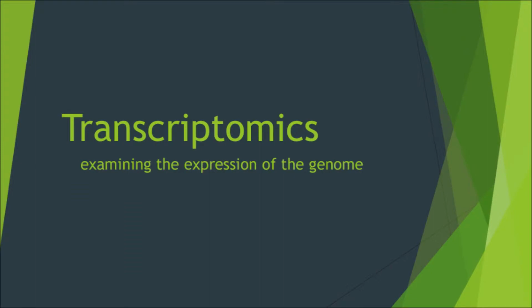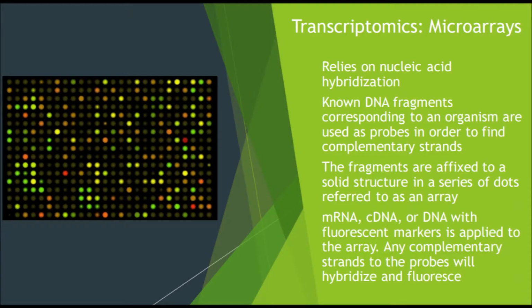Transcriptomics is the examination of the expression of the genome. One method is to use microarrays. Microarrays rely on nucleic acid hybridization and use known DNA fragments as probes. These fragments are affixed to a solid structure in a series of dots referred to as an array. They are marked with fluorescent markers and will fluoresce when complementary strands hybridize with them.